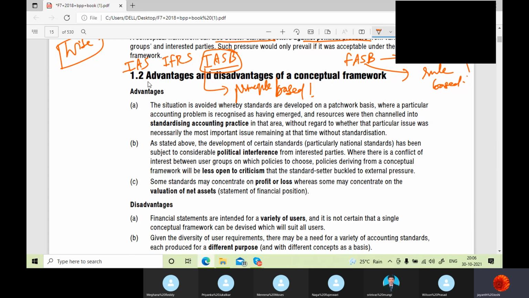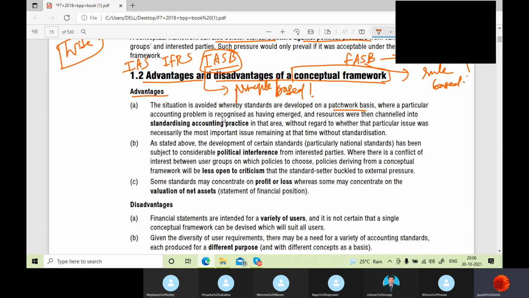Now, let us discuss what are the advantages and disadvantages of a conceptual framework. See, the advantage is that the situation is avoided where standards are developed on a patchwork basis. You have a conceptual framework that you can immediately take and make your standards. No need to make the standards with a lot of interruptions and pauses. Okay, this makes things easier.